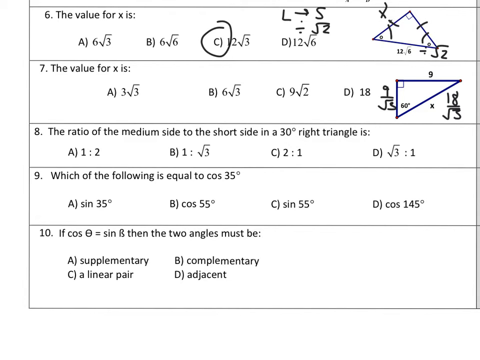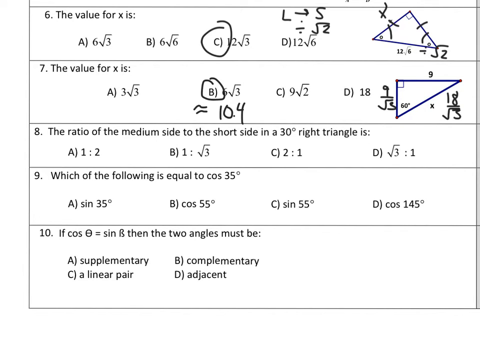What answer is the same as that? That answer is B, because both of those answers are approximately 10.4. If we were to convert them to decimals, then we could recognize what answer is correct.